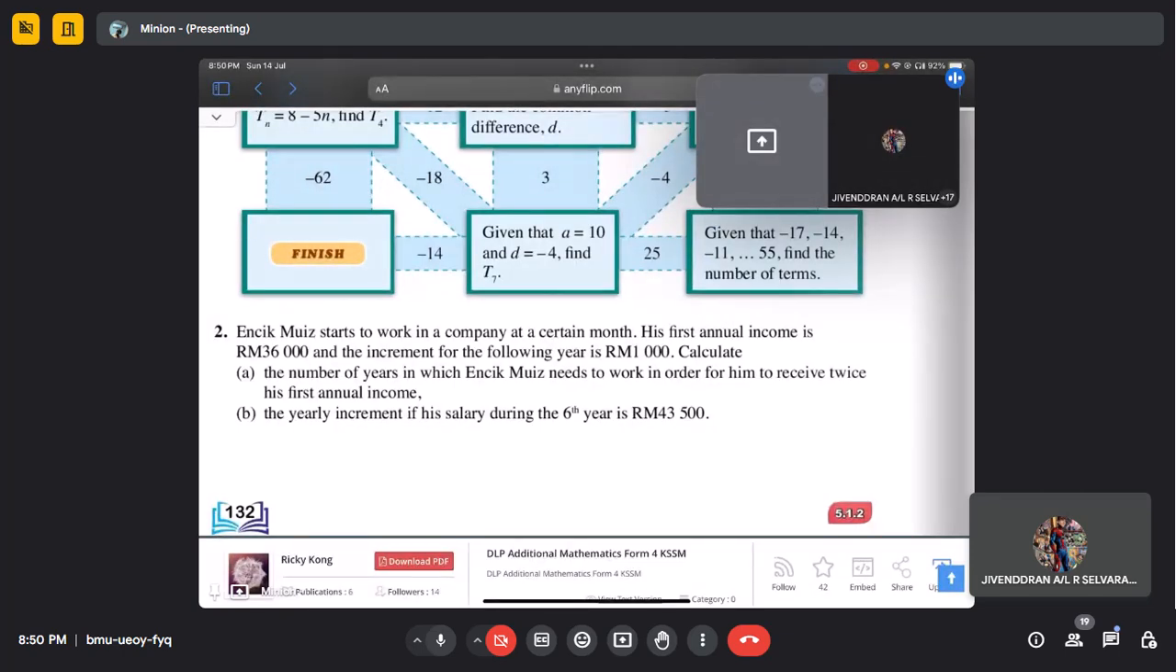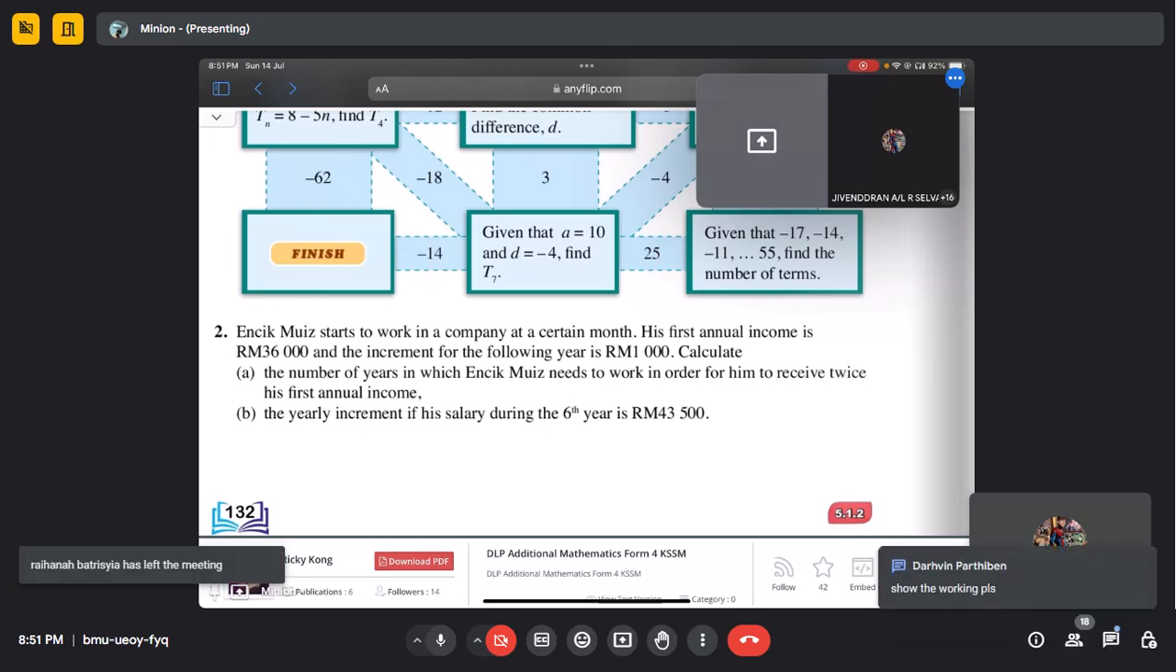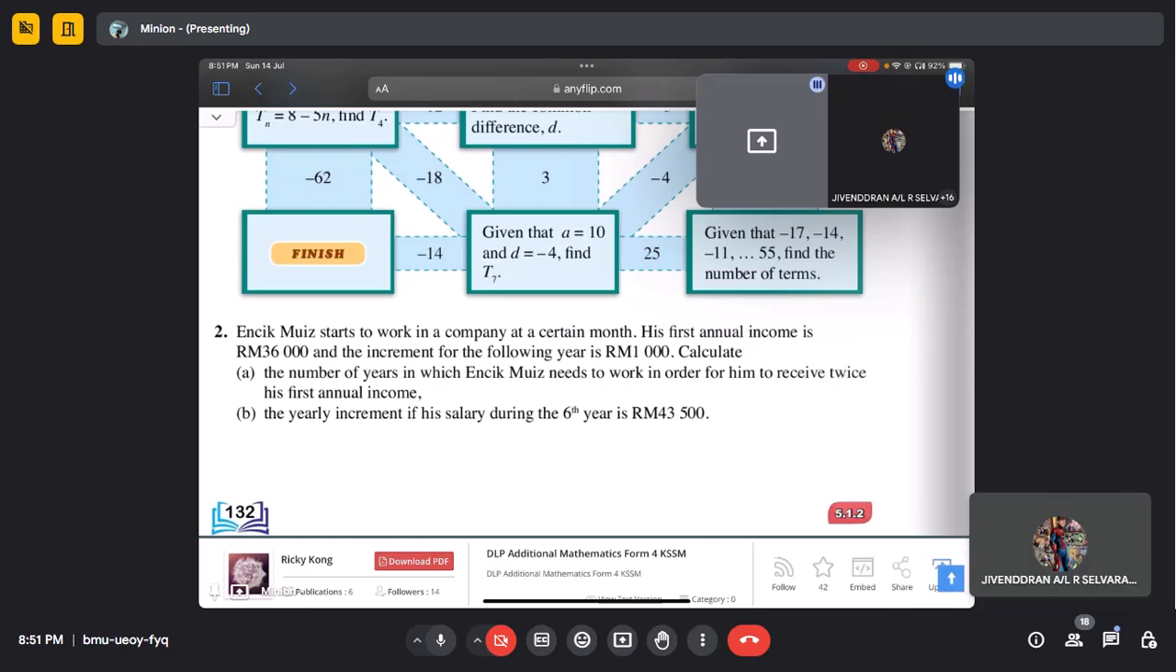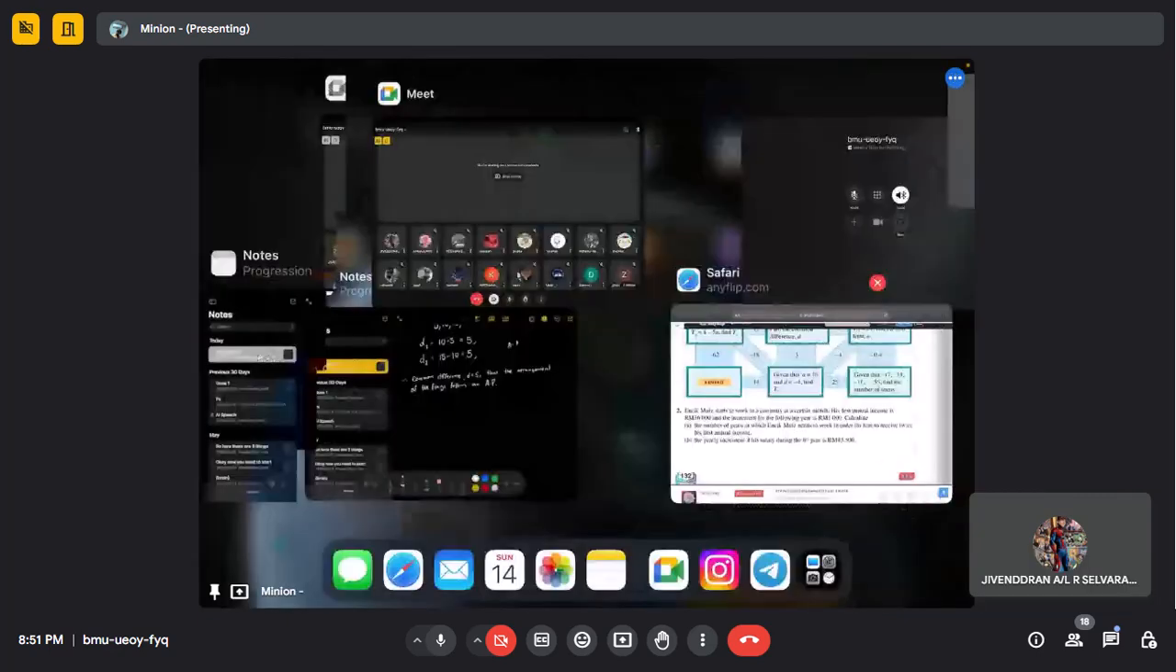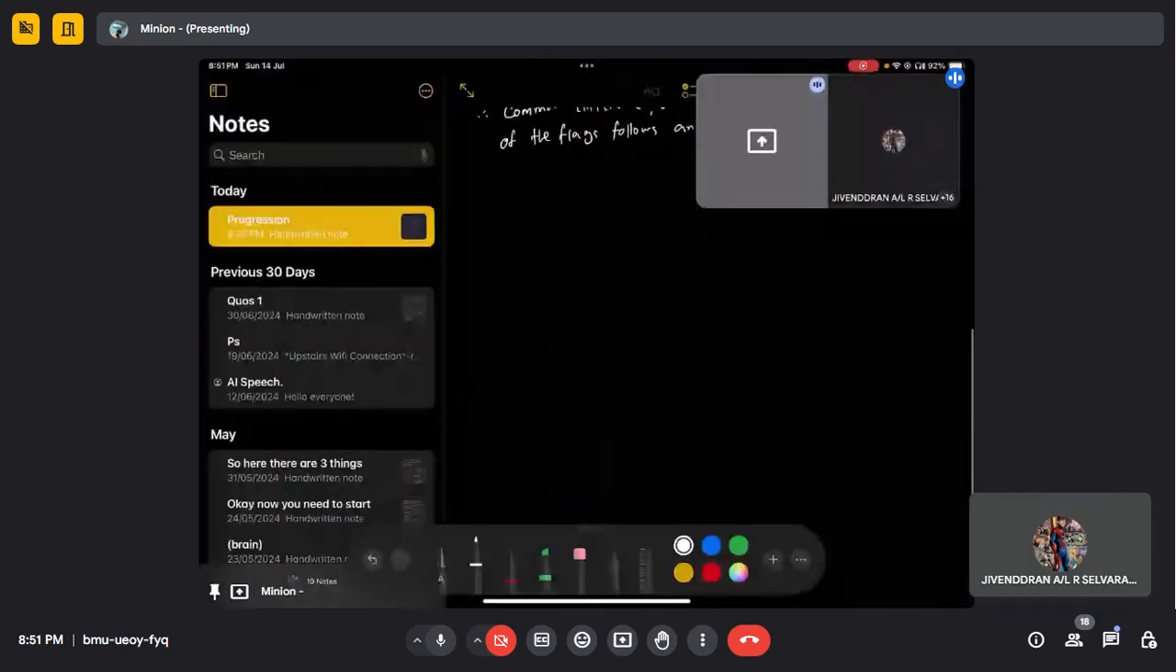Shall I show the working, or do you guys still want time? Yes, I think I can show the working. Okay, as I show the working, Jivian will explain. Okay, so it's easier.